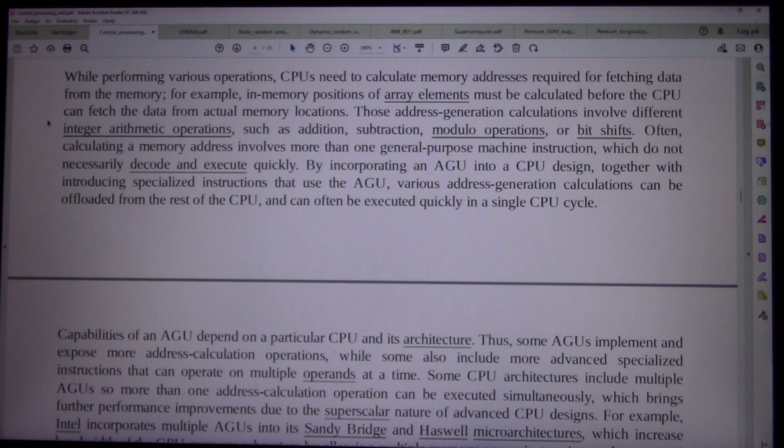Often calculating a memory address involves more than one general-purpose machine instruction, which do not necessarily decode and execute quickly. By incorporating an AGU into a CPU design, together with introducing specialized instructions that use the AGU, various address generation calculations can be offloaded from the rest of the CPU, and can often be executed quickly in a single CPU cycle.